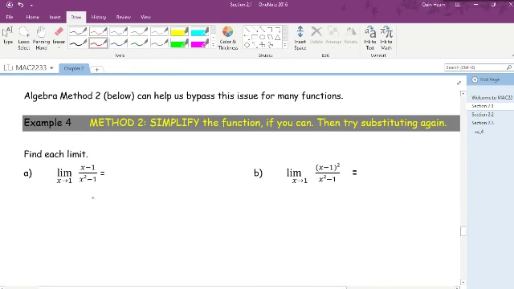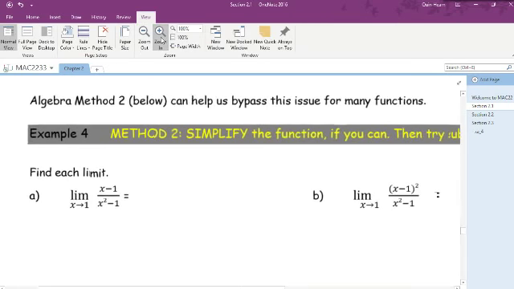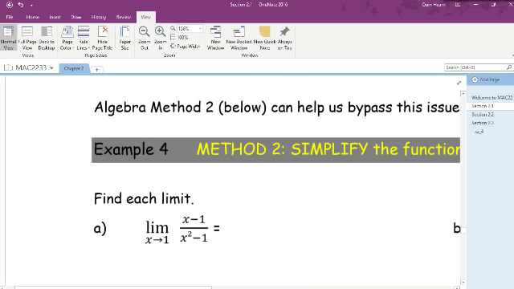Okay, so in part A here we have the limit as x approaches 1 of x minus 1 over x squared minus 1. Let me zoom in a little bit. Okay. All right, so if we were to try to plug in the 1 right now, we would get 1 minus 1 over 1 squared minus 1, which is the indeterminate form 0 over 0. So that doesn't work for us. So we would have to try to simplify the expression before plugging in.